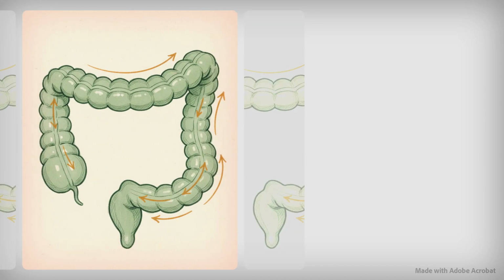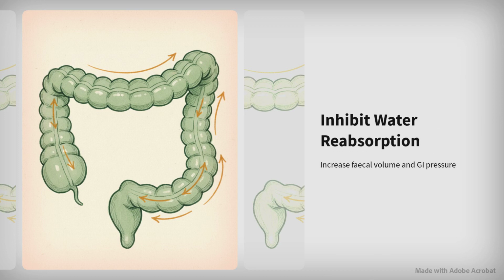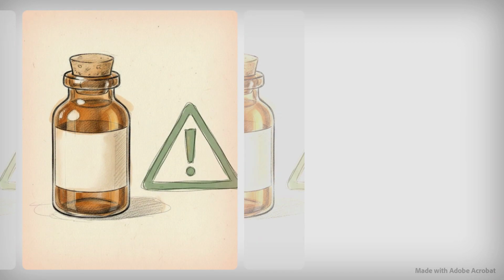Here's how they work. By stimulating peristalsis and inhibiting water reabsorption, anthraquinone glycosides act as effective laxatives. Anthraquinone glycosides stimulate peristalsis, increasing gut motility and reducing transit time. They inhibit water and electrolyte reabsorption, leading to increased fecal volume and gastrointestinal pressure. While effective, anthraquinone glycosides must be used with caution due to risks of toxicity and specific contraindications.